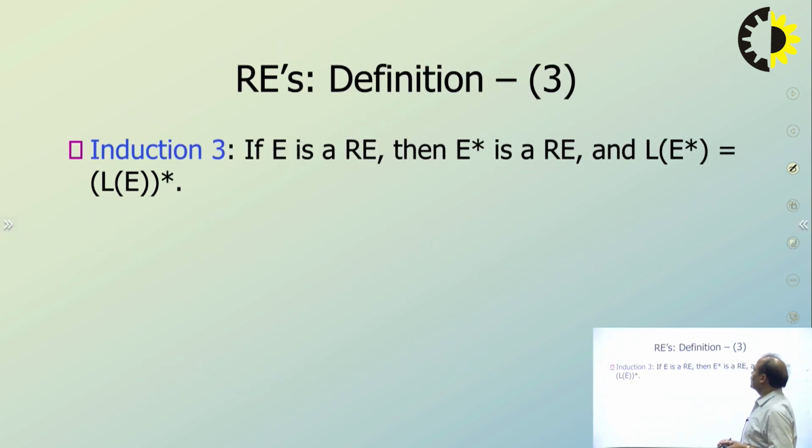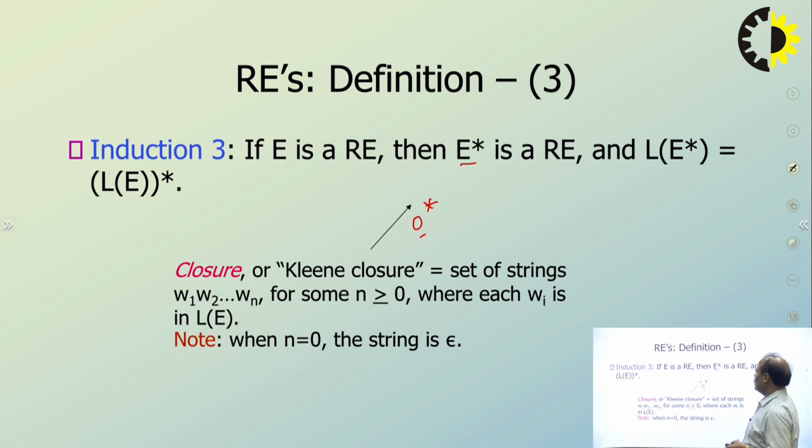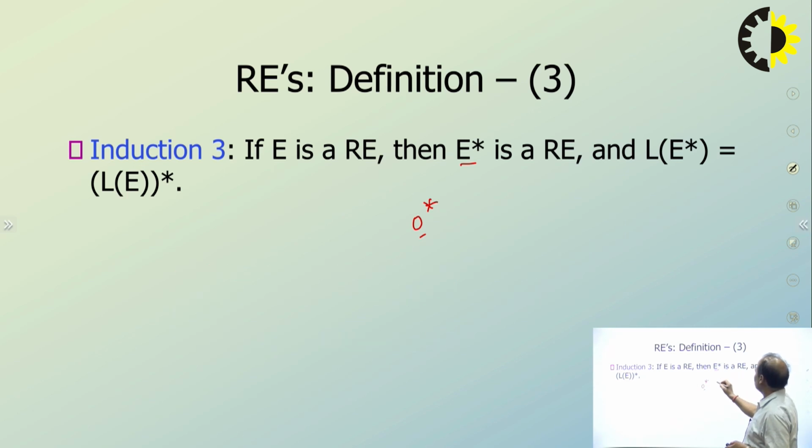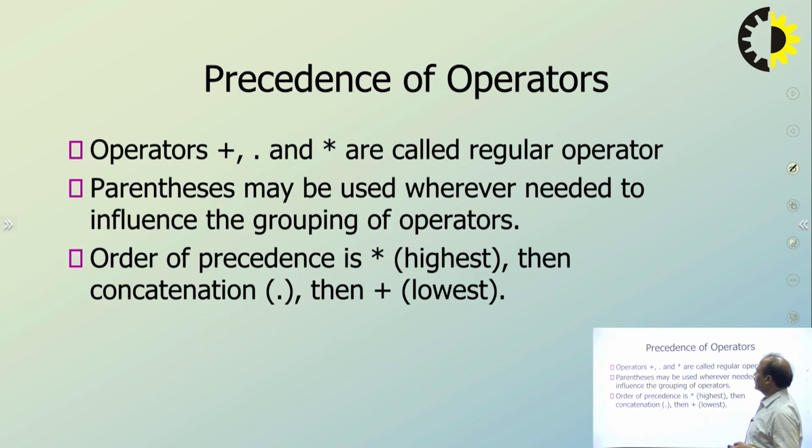So induction number 3 is saying that if E is a regular expression, then E star is also a regular expression. What is E star? E star is the Kleene closure, right? So for example, if 0 is a regular expression, then 0 star is also a regular expression by induction number 3. So this is very easy. This 0 star, as we know, is epsilon plus 0 plus 0 squared and so on. This is the Kleene closure of 0. So this is actually induction number 3.